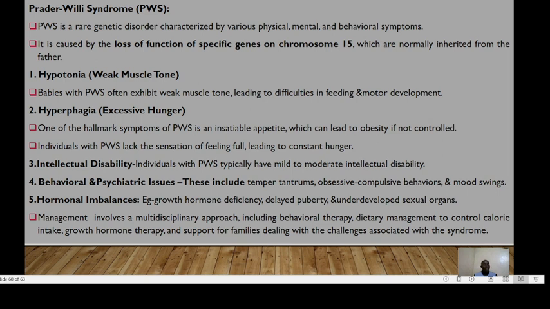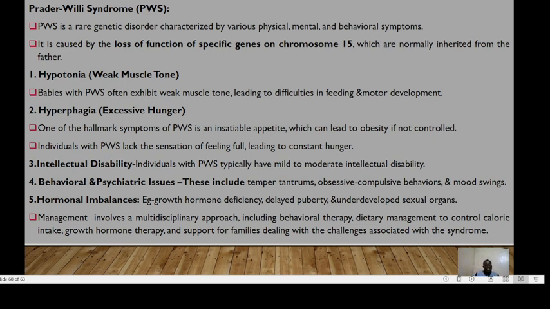Number two, the babies will also present with hyperphagia, which is excessive hunger, and this is one of the hallmark signs of this Prader-Willi syndrome, where patients will present with insatiable appetite, which can lead to obesity if not controlled. These patients lack the sensation of feeling full, leading to constant hunger.